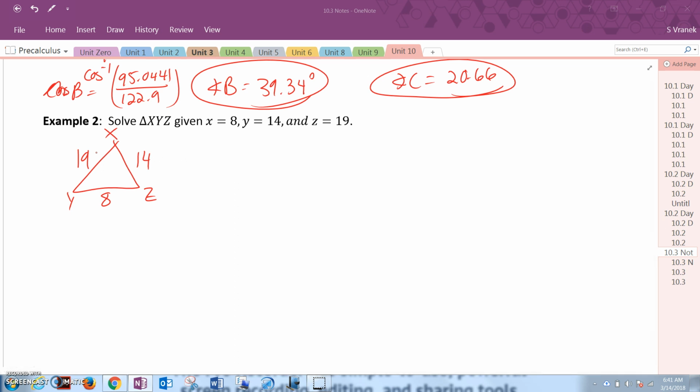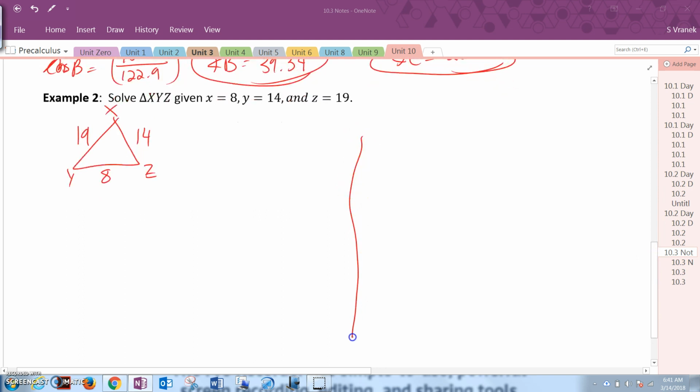We're going to actually have to do this twice. So we have to find 2 angles. I'm just going to put a line here, because we're going to do 2 problems. I'll find angle x on this side and angle z on this side.